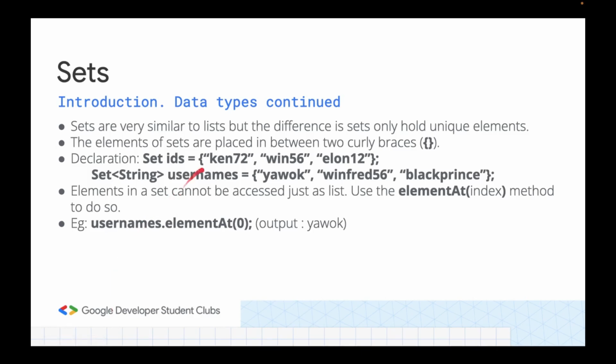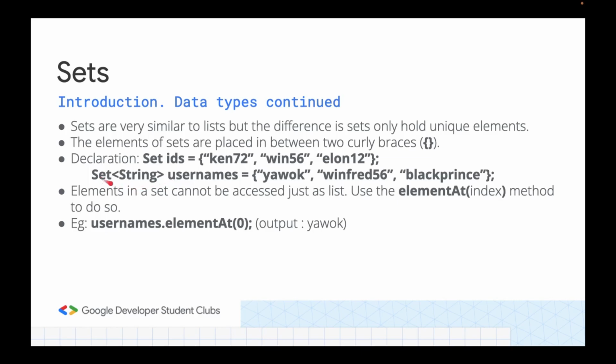So an example over here is our set, which is the data type, and then our set's name is IDs. Then we have Ken 72 and Winfred 56 and then Elon 12. So you see all of them are, how do I put this, unique.